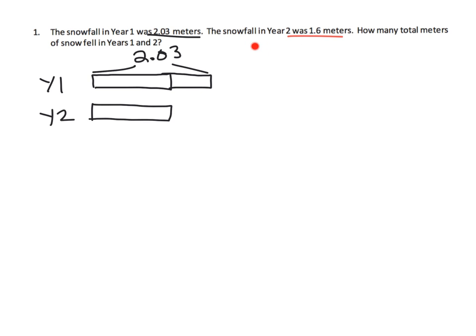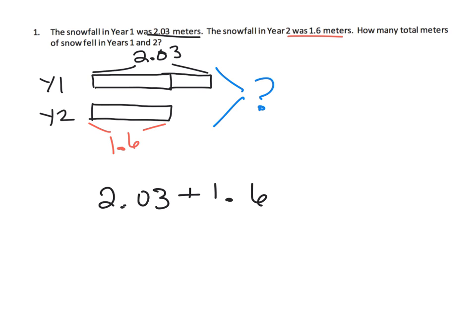And then I'm going to read, and it says the snowfall in year 2, right here, was 1.6. So there's our 1.6. And then the question is, how many total meters of snow fell in years 1 and 2? So that's going to be this right here. So what are we going to do? We're going to add 2.03 plus 1.6. And that's where we're going to convert this into a fraction, this into a fraction, get our common denominators, and run with it.